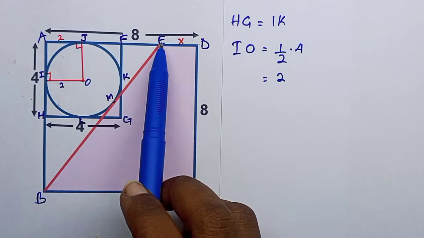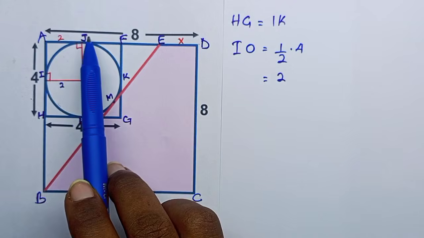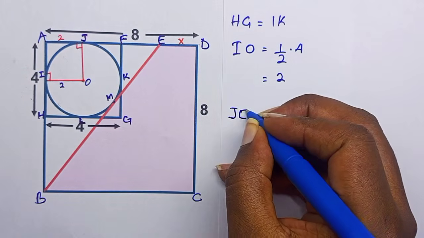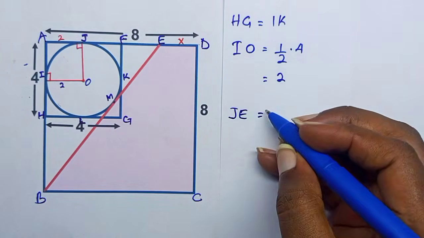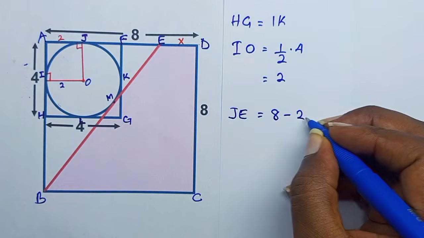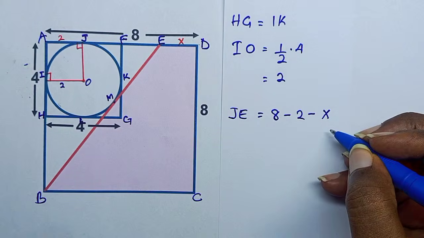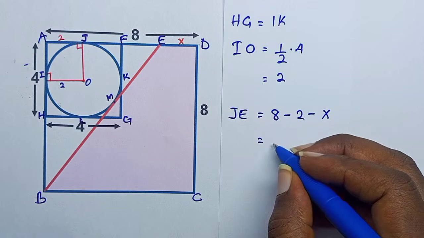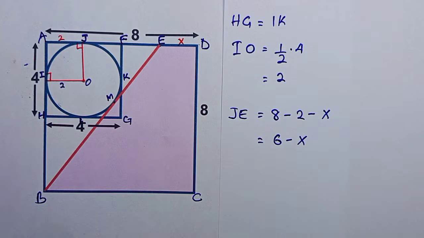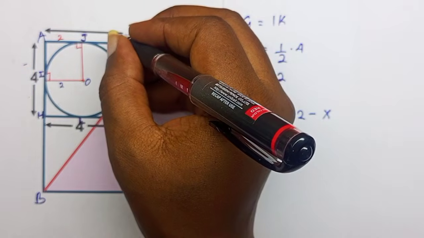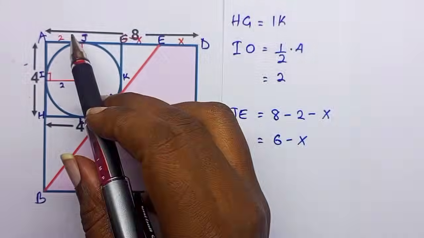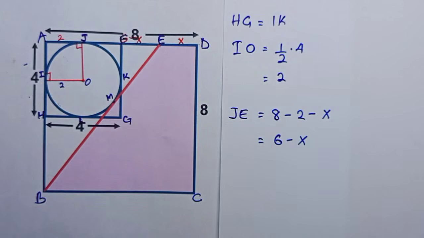Now, since ED is X and AJ is 2, JE will be equal to AD, which is 8, minus AJ, which is 2, minus ED, which is X. So JE will be 8 minus 2, which is 6, so 6 minus X. From here to here is 6 minus X. This distance here, JE.